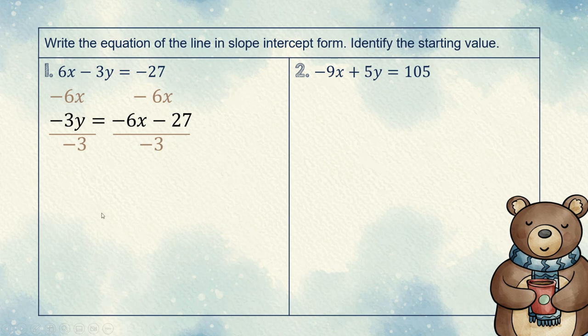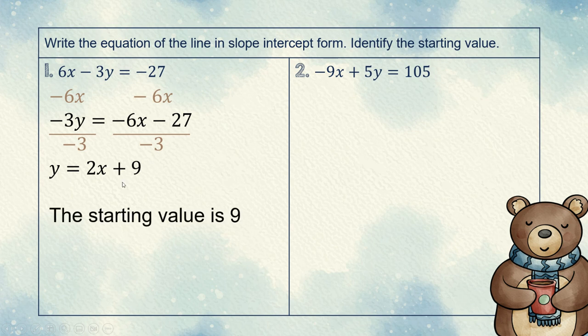So when we do that, we end up with y is equal to negative 6x divided by negative 3. Negative 6 divided by negative 3 is positive 2. Negative divided by negative is positive. So we have 2x, and then negative 27 divided by negative 3 is 9. So we end up with y equals 2x plus 9, where 2 is my slope, and my starting value is my y-intercept, which is 9.